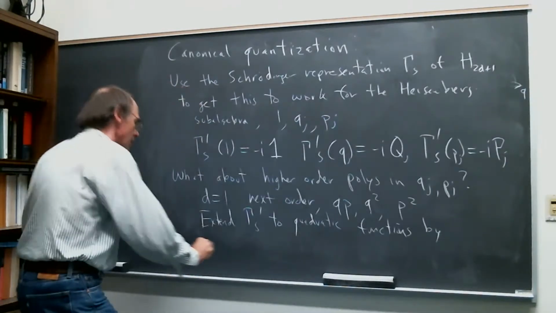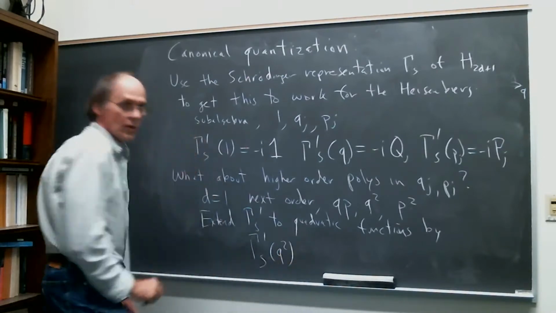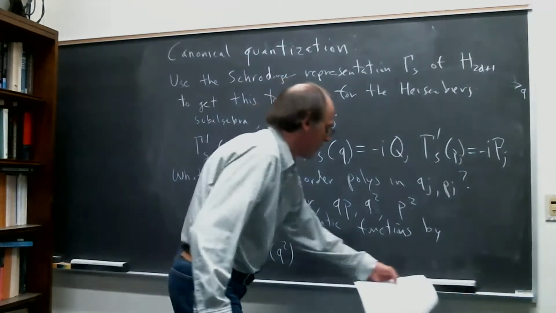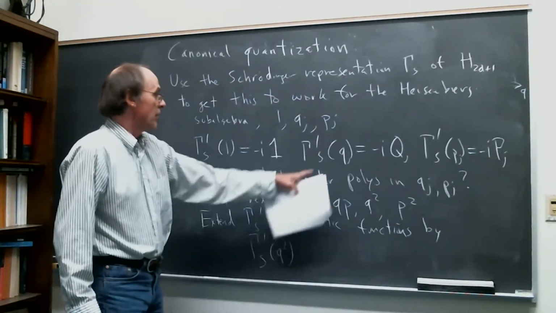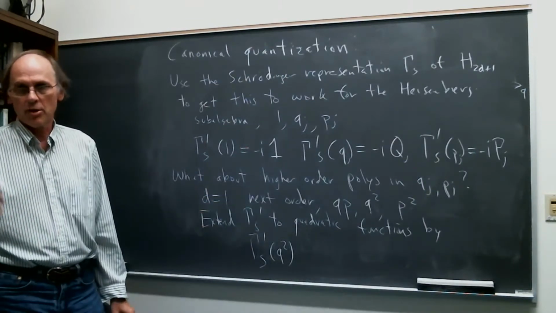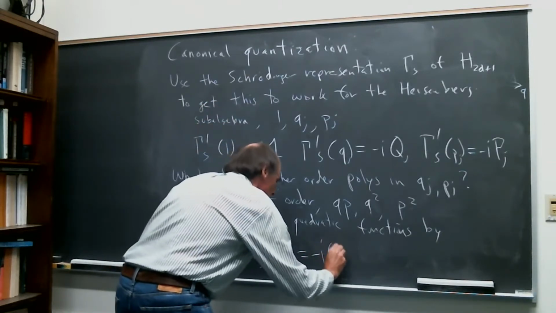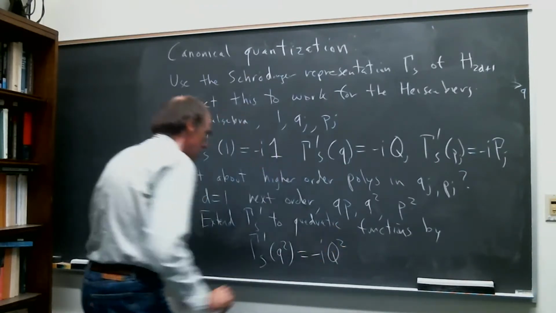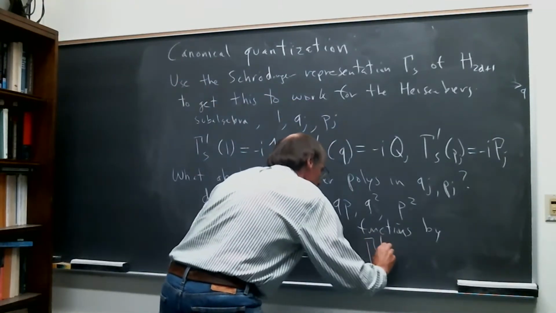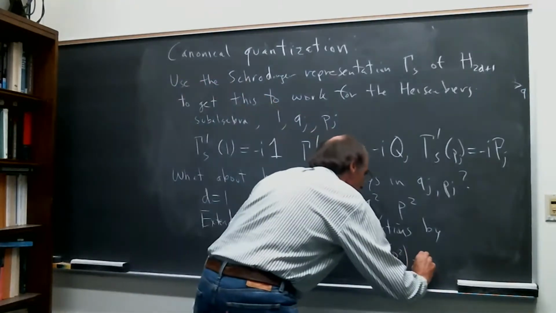Well, there's only one thing you can do with q squared. You can make q squared the operator q times itself. It doesn't mean there's no ordering problem, and you have to put in a minus i to make it work. That's going to work. And then you can do the same thing for p squared, and get minus i.